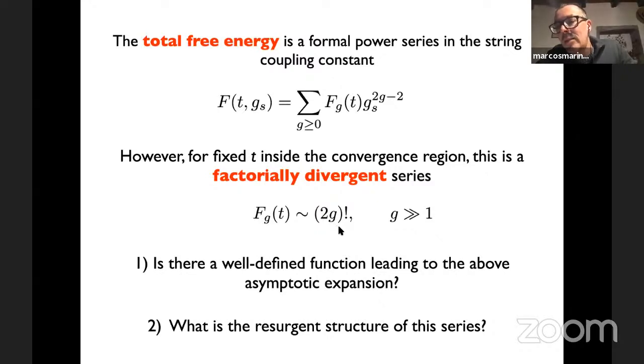I mean, technically, this is not very important, because it's very easy to extend the theory of resurgence for a double factorial growth. Essentially, you just have to redefine your Borel transform and divide by (2g) factorial instead of by g factorial. So these questions are very important, and we don't know much about these questions. Okay, we don't really know the answer to these questions. Already, what is the resurgent structure of this series? We don't really know much about it.